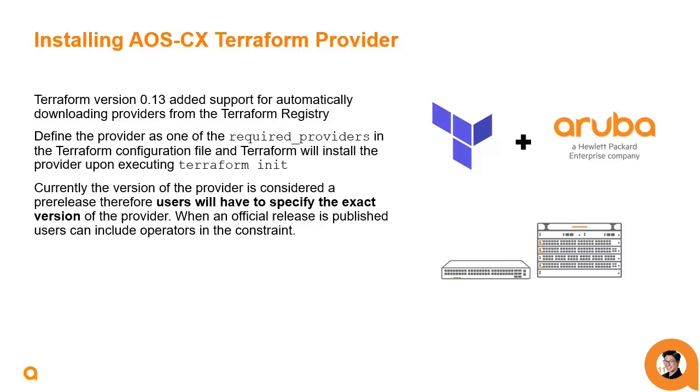Users can simply define the AOS-CX Provider as one of the required providers in their Terraform configuration file, and Terraform will install the provider upon executing terraform init. As we continue to develop more features and improve functionality, the current version of the provider is considered a pre-release. Therefore, users will have to specify the exact version of the provider they'll want to use. Once an official release is published, users can include operators in the version constraint.